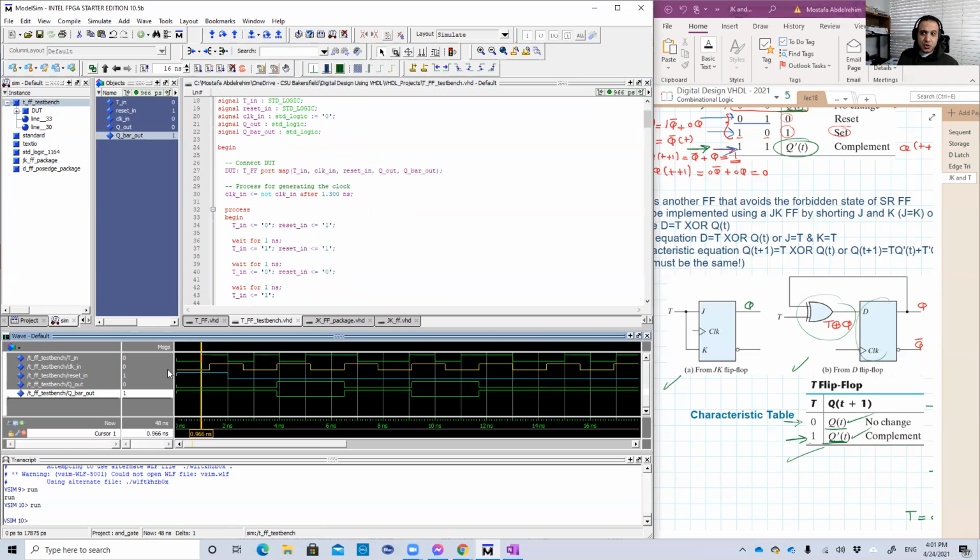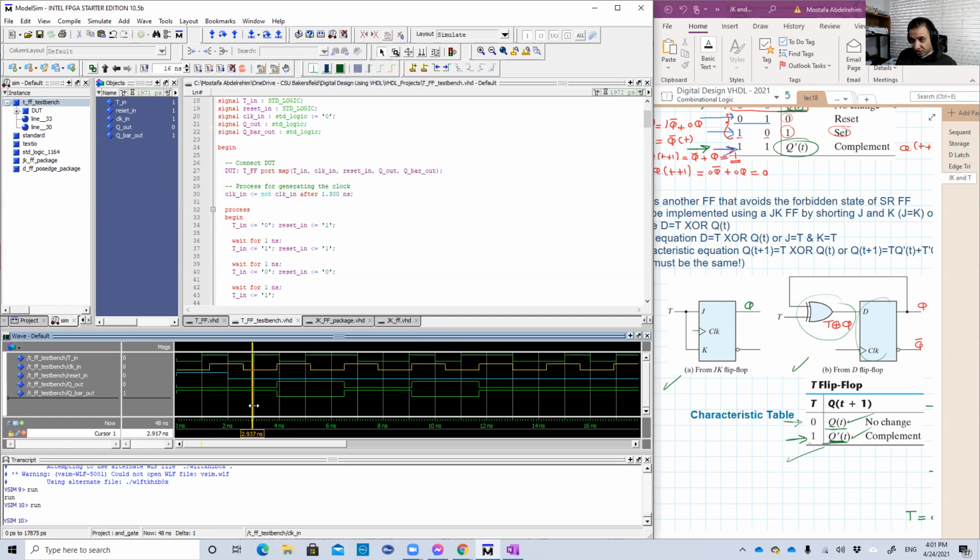In the beginning, as usual, I'm resetting the circuit to have a known start, to avoid any problems in the simulation. So I make my reset 1 for the first 2 nanoseconds. That's why the output Q is 0, and of course Q bar is 1. Then at 2 nanoseconds, the reset goes back to 0, so the circuit goes back to its normal operation. It should behave like a T flip-flop.